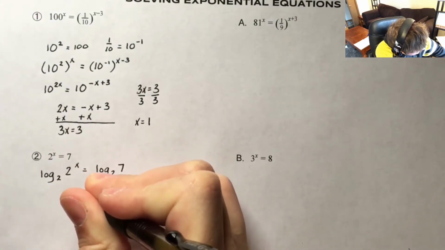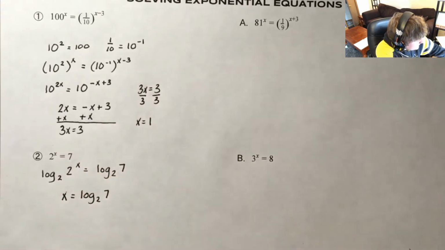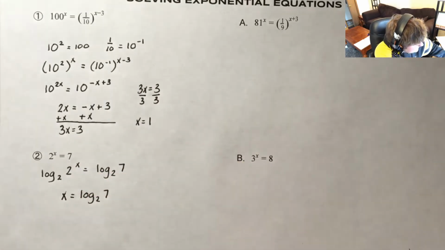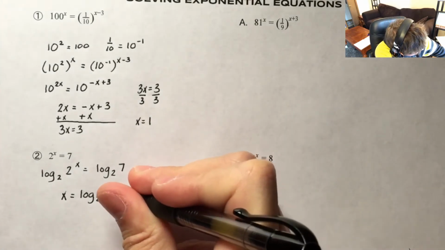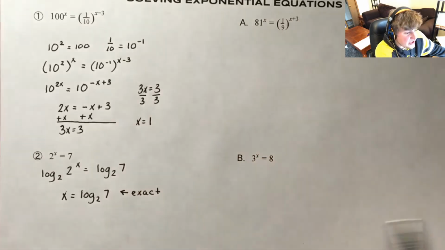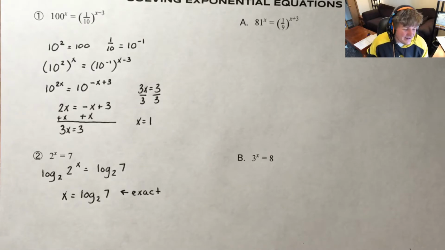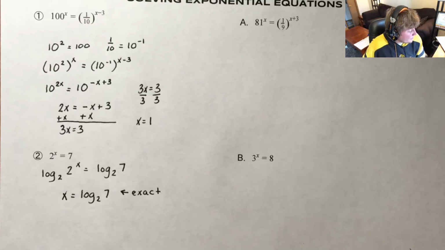This is going to be equal to log base 2 of 7. Now this right here is actually my exact answer. Very precise, there's no rounding. This is exactly what it's equal to: log base 2 of 7. But a lot of times a decimal approximation really helps us think about it more. So we can go ahead and get that decimal approximation.